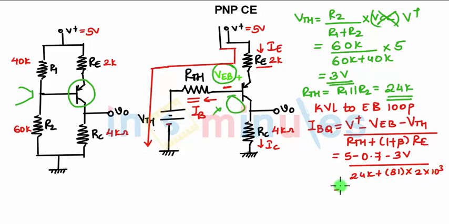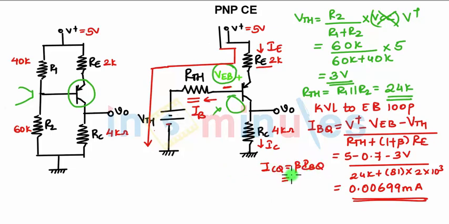So when you solve, you will get IBQ as 0.00699 milliampere. Once you know IBQ, you can find ICQ. ICQ is nothing but beta times IBQ. So we have found one of the parameters of the Q point, that is quiescent point, one of the coordinates of the quiescent point. So we got ICQ as 0.559 milliampere. We got ICQ.